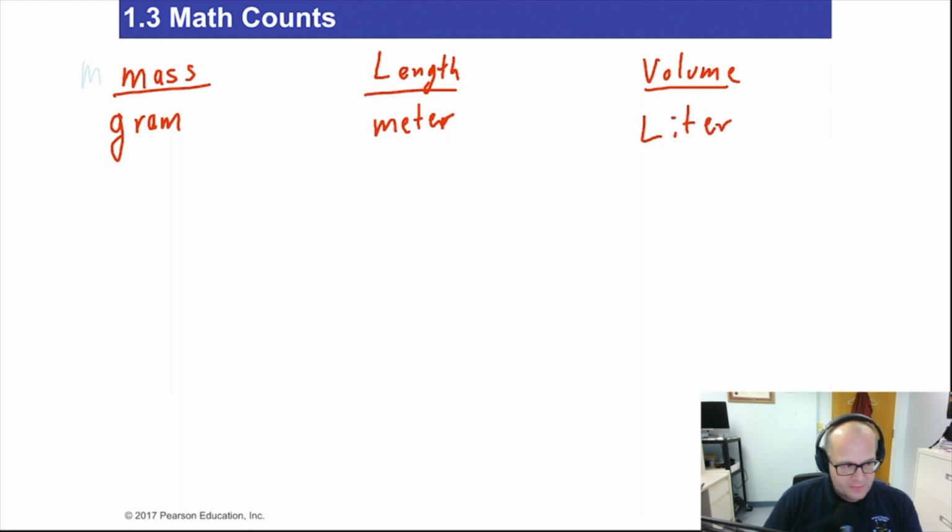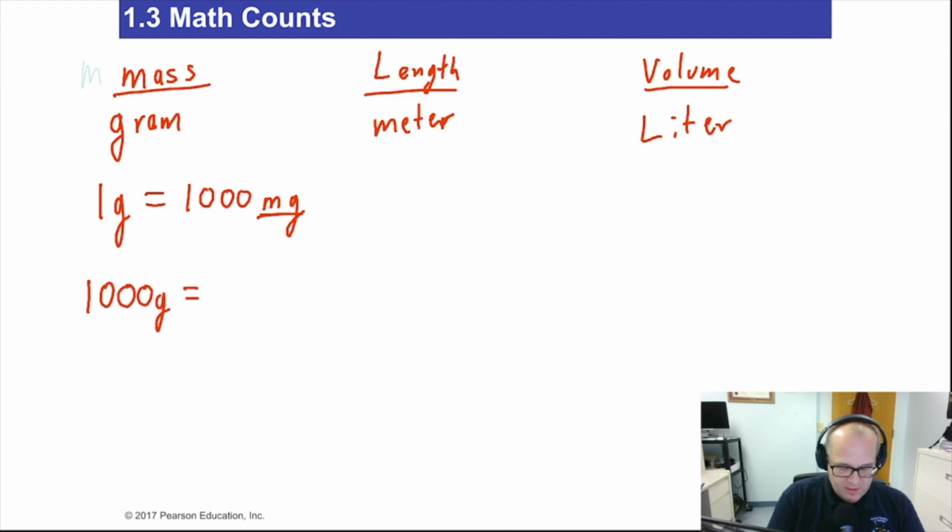Now when you're working in metric, gram is a pretty popular measurement. If you think about an American nickel, the coin, that's about 5 grams. So a gram is not very much. So let's say we have 1 gram, and the symbol for gram is lowercase g, equals 1,000 milligrams. mg is milligrams. All right? 1,000 grams equals 1 kilogram. kg is kilogram. Okay? That's how it works.